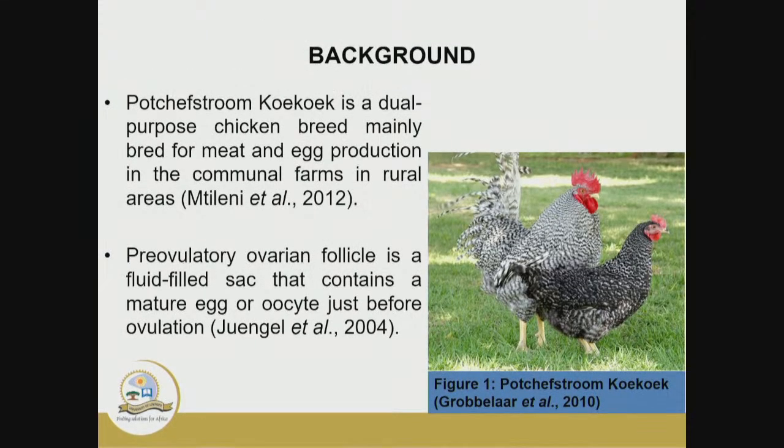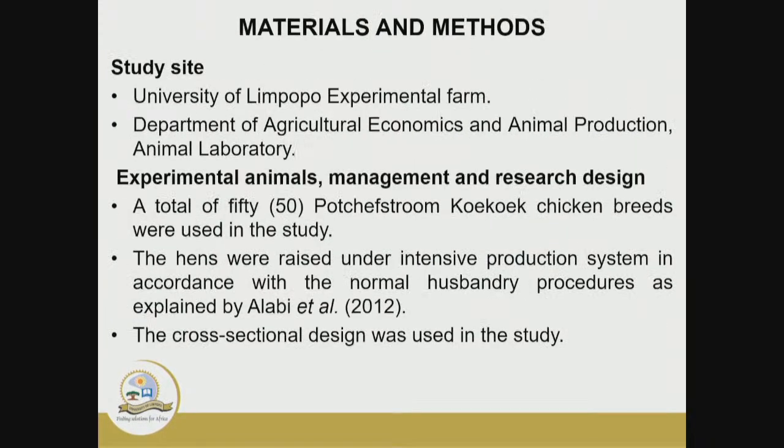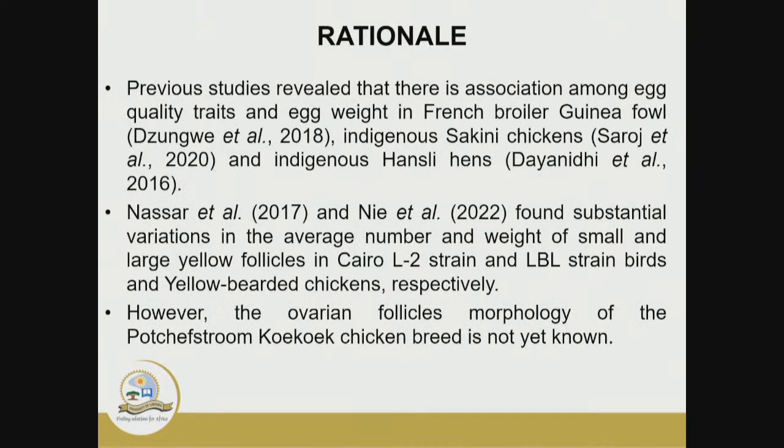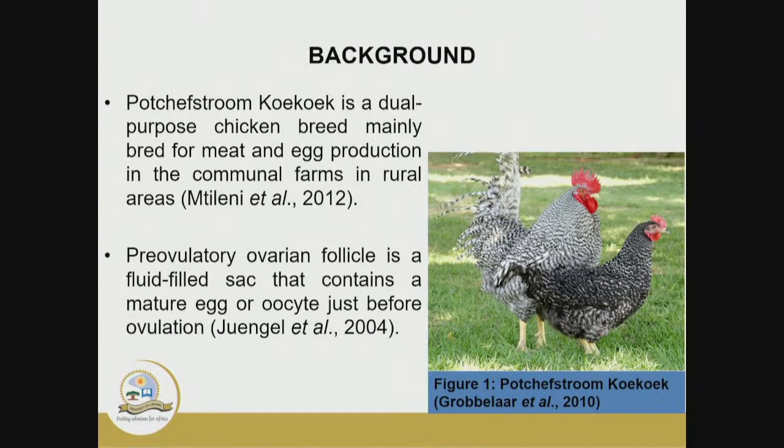Potchefstroom Kokok is an indigenous breed that is used by the farmers for the production of both meat and eggs. This breed is characterized by its black and white feathers and yellow feet, as displayed in figure 1. The preovulatory ovarian follicle is a sac containing an oocyte just before ovulation. This sac contains necessary fluids that are important for the maturation of the follicle just before ovulation.